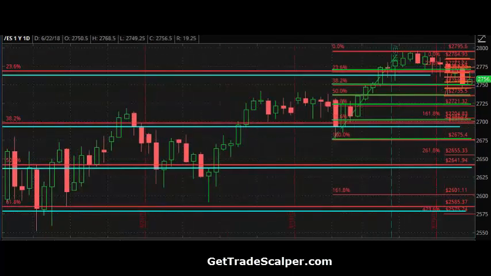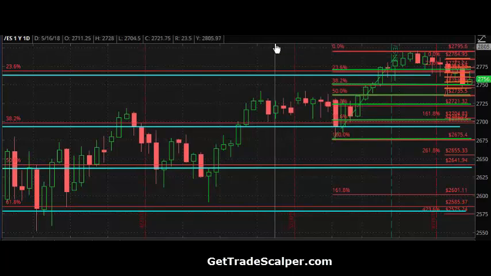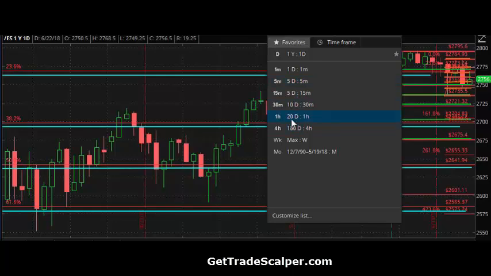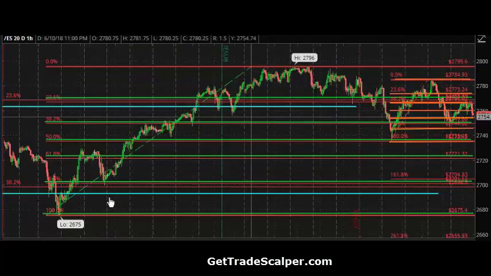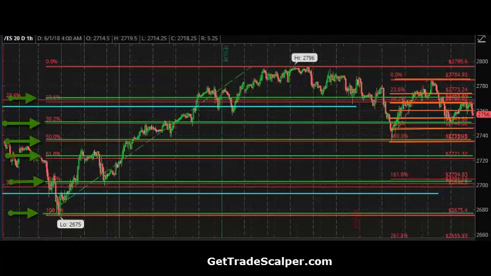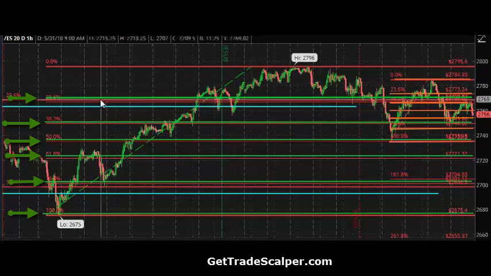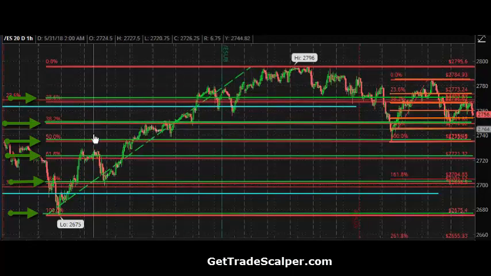Now what I did was I drilled in a little further and I went and I pulled up the hourly chart. So let's do that now. And here is the hourly chart. And I went ahead and I marked those in green.